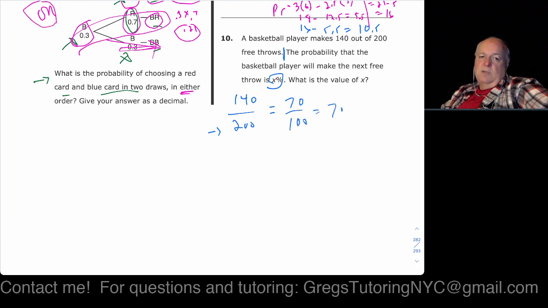And they're asking us what's the value of x. It's going to be the 70. So the answer to here is not 0.70, it's not 0.7, it's 70, right? They're not asking us to do anything in a decimal form. It says it's in the form of X%, okay?